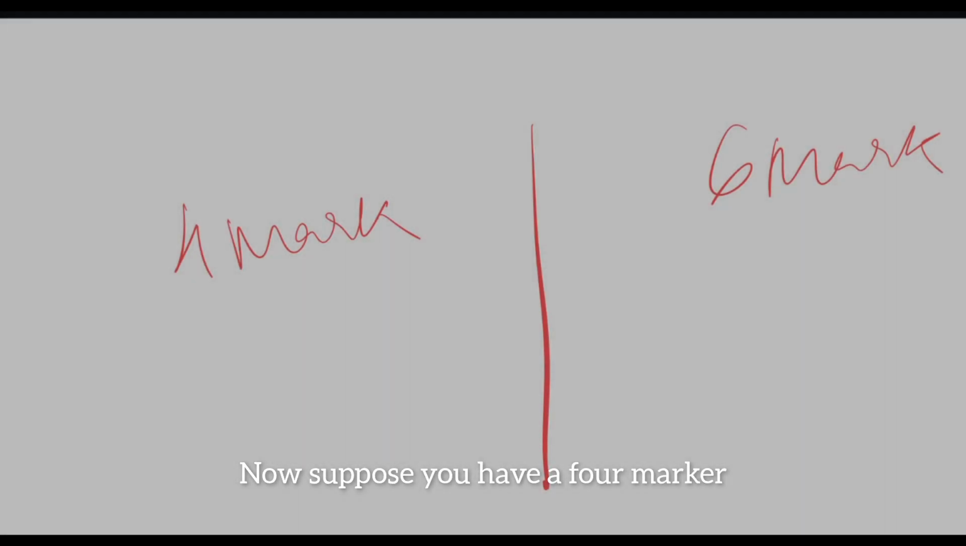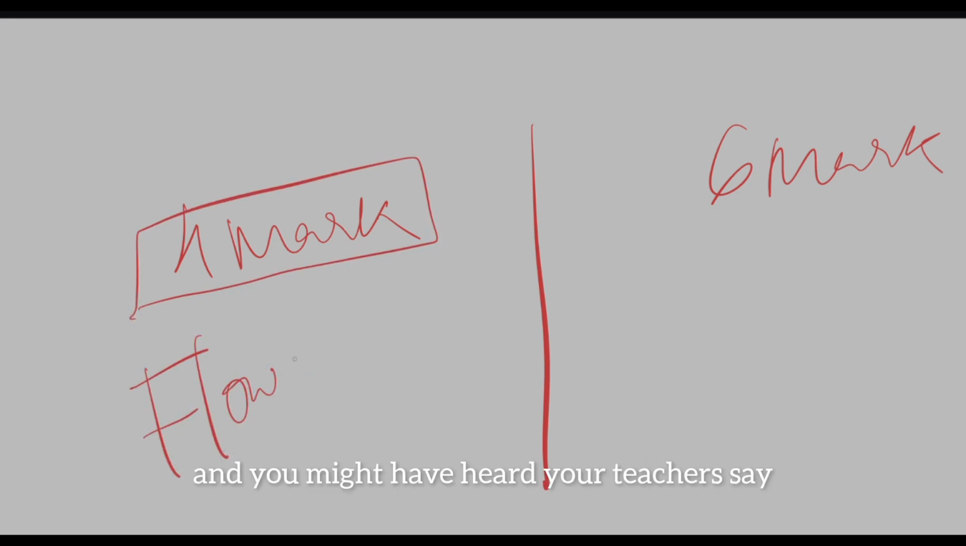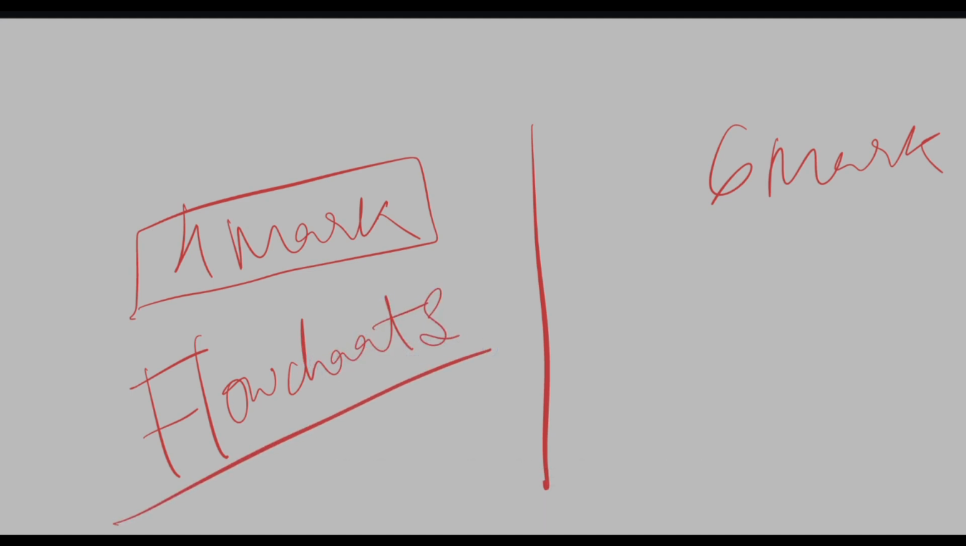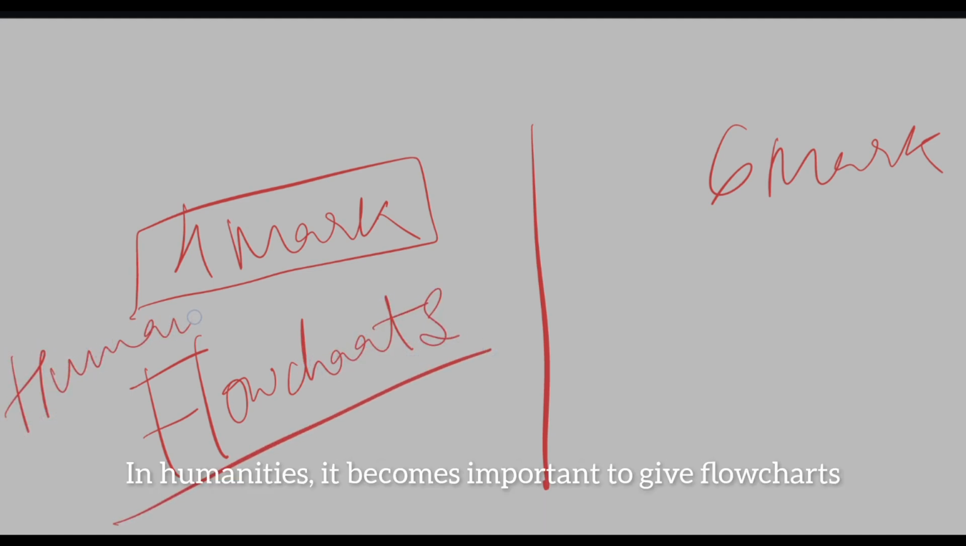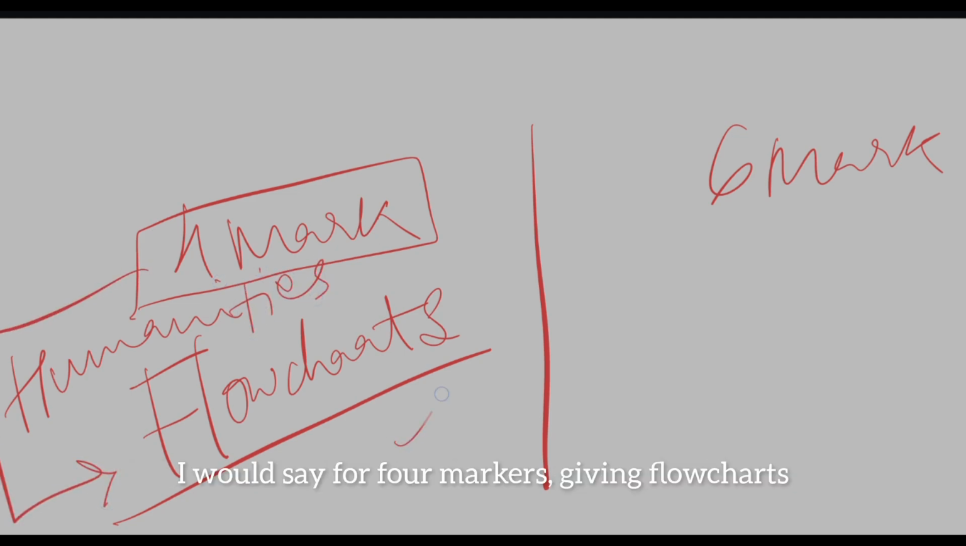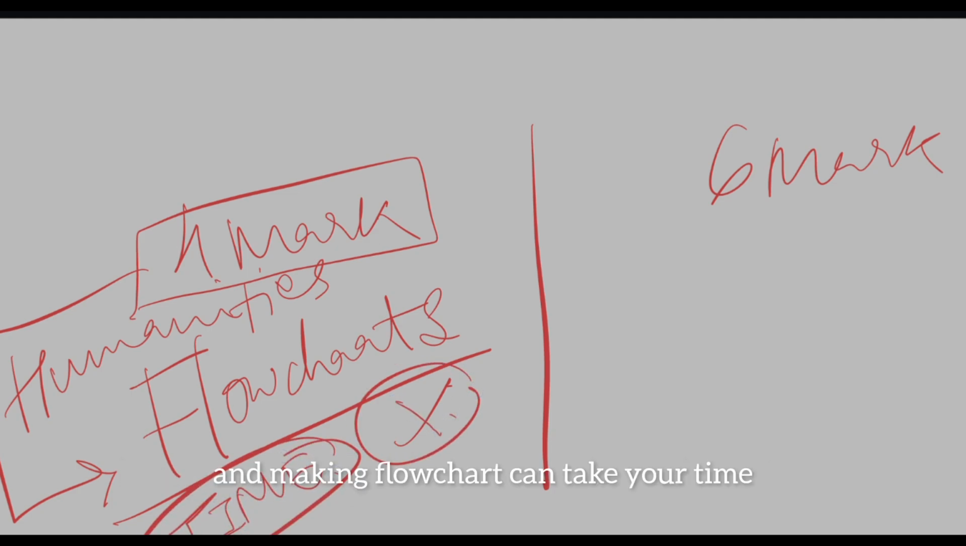Suppose you have a 4 marker, you can give subheadings also, but you can also do one more thing, and you might have heard your teachers say, or you might have heard tutors on YouTube say it, to make flowcharts. In humanities, it becomes important to give flowcharts. But then again, I would say for 4 markers, giving flowcharts is not mandatory, because you have to keep one thing in mind, that is time. And making a flowchart can take your time.